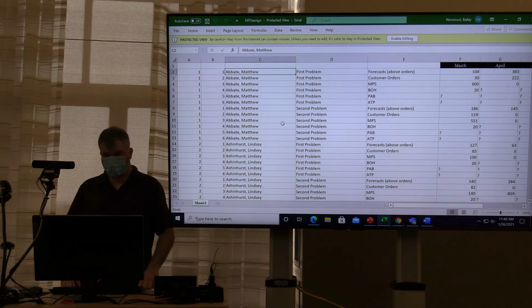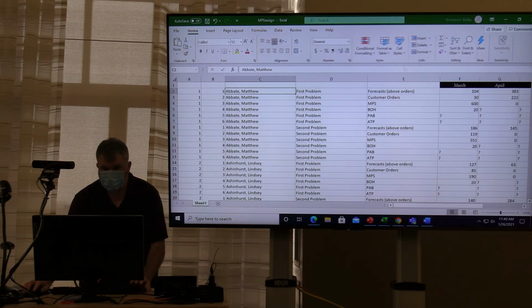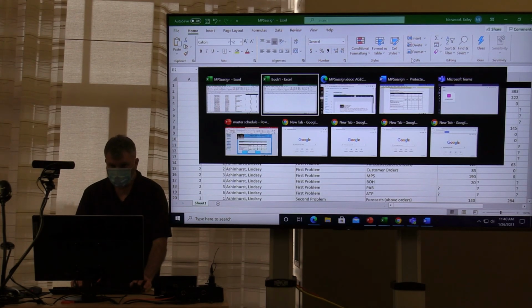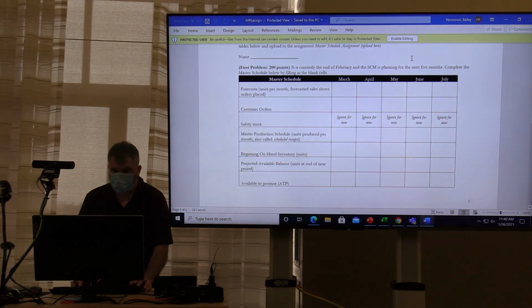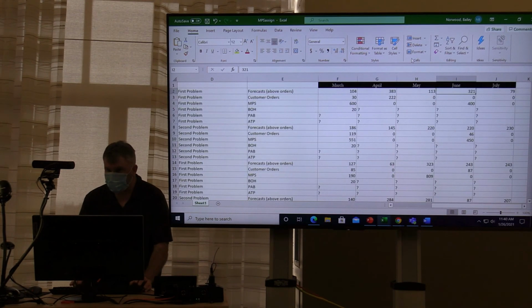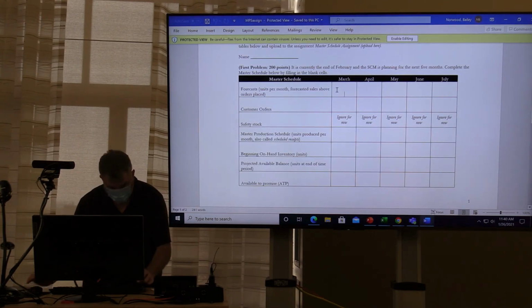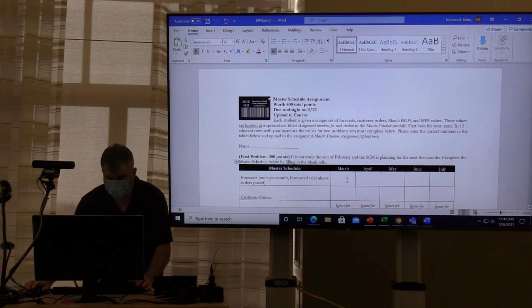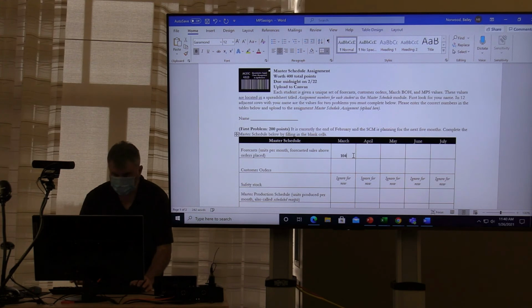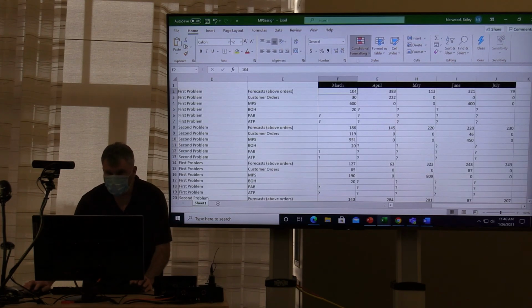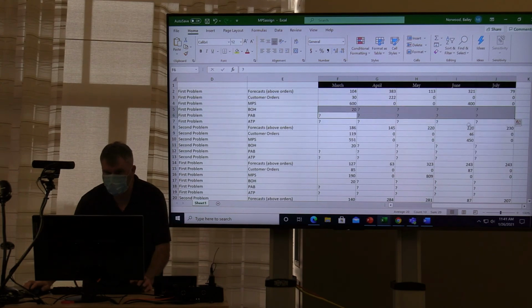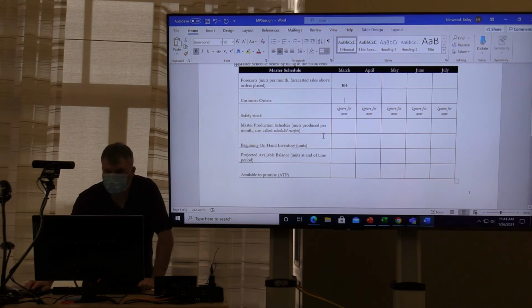So Matt Abbott, what he's going to do for his first problem, that means this first table here, he's going to get his numbers from here. So his first forecast for above orders is 104, so he's going to put in 104 here. And he'll fill in the rest of the numbers, but of course these are blank. Those are the numbers he has to give me. He's going to fill out the table.